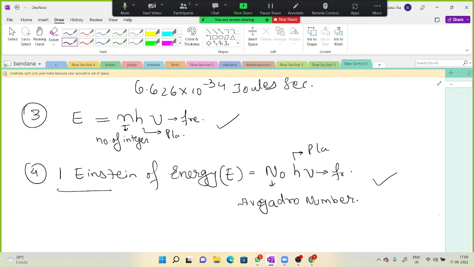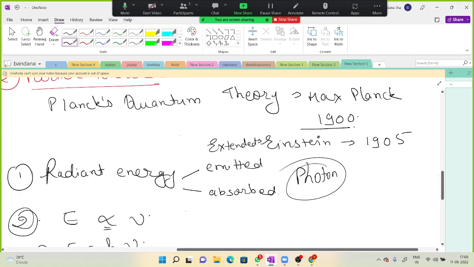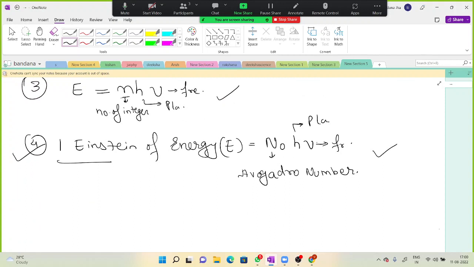This is what Einstein has given you. The first ones are given by Planck, sir. We have already discussed that Einstein has extended Planck's theory. I am asking where to apply this formula and where to apply that formula. Whenever the number of photons is given, use the third one. Wherever it is not given, you have to use the Avogadro number, and h is also there.